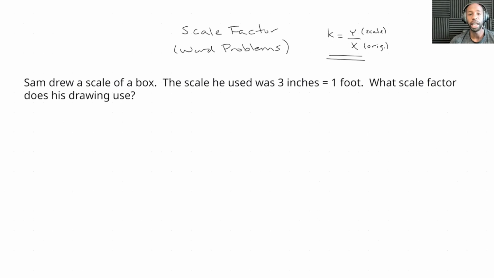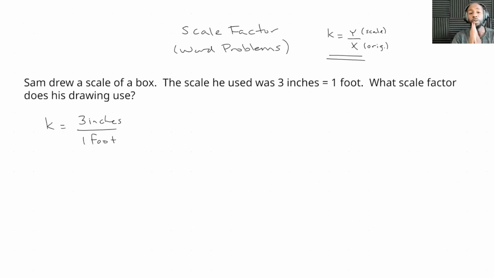That reads as follows. Sam drew a scale of a box. The scale he used was 3 inches is equal to 1 foot. What scale factor does his drawing use? So going by the formula for scale factor, K, the scale factor is going to be equal to a measurement from the scaled version. The scale shape is going to be 3 inches because the scale is actually the drawing if you think about it. And it's going to be measured in inches. So 3 inches and then 1 foot is the bottom.